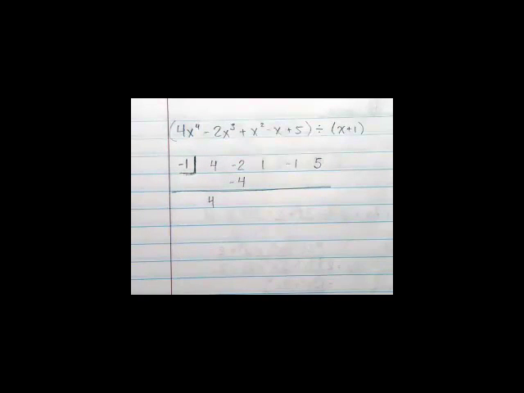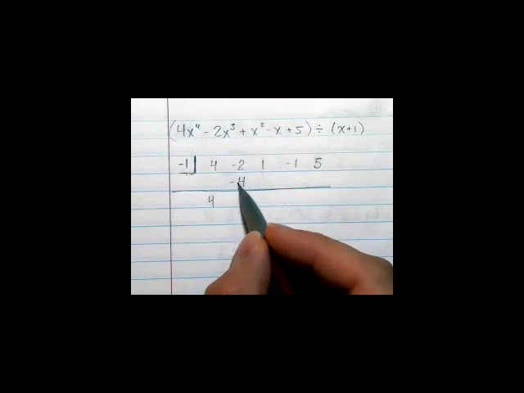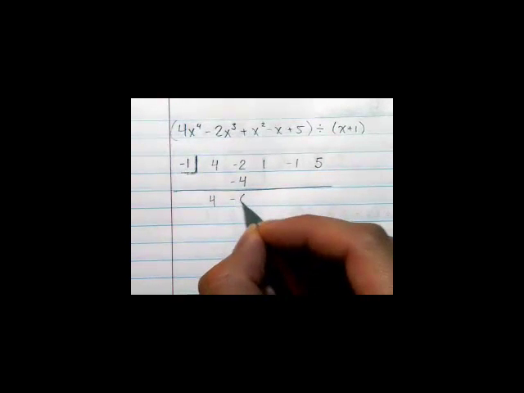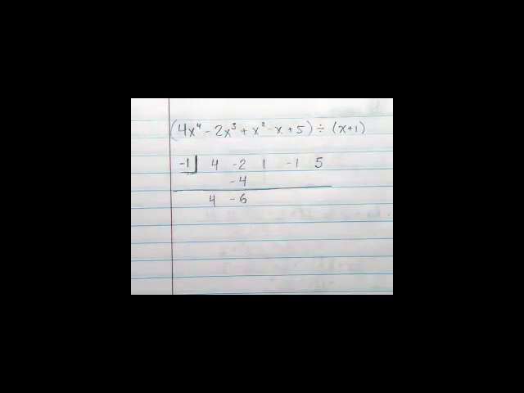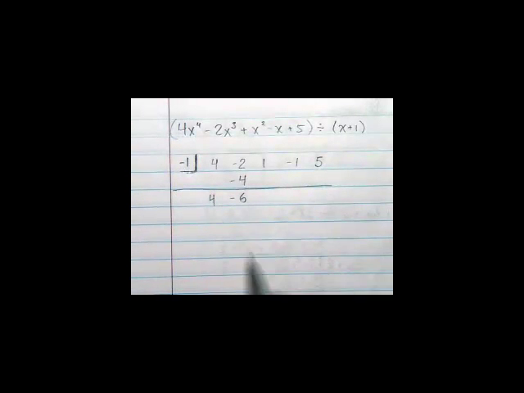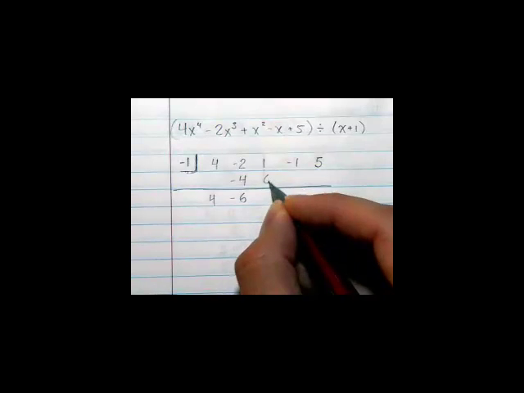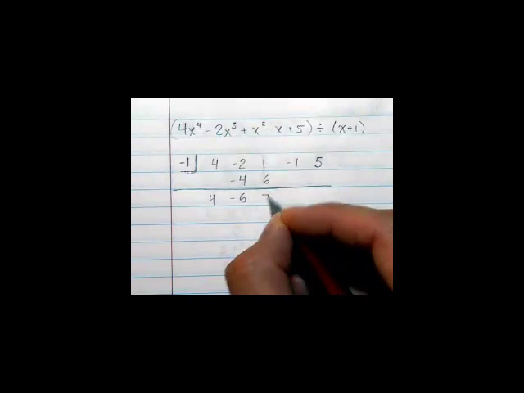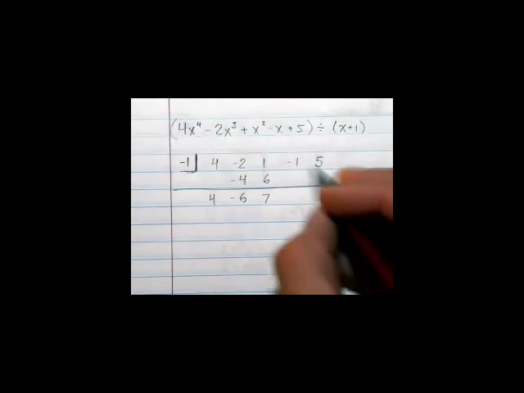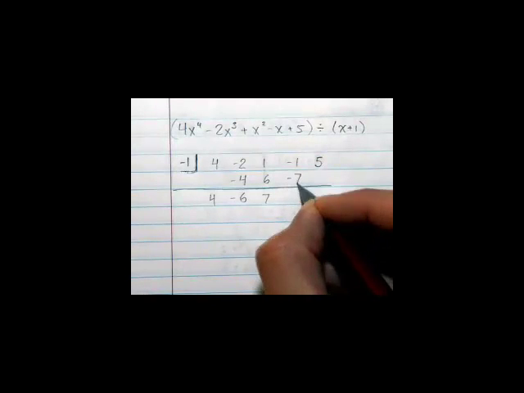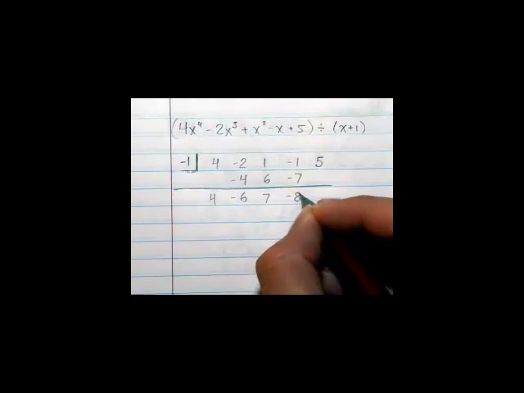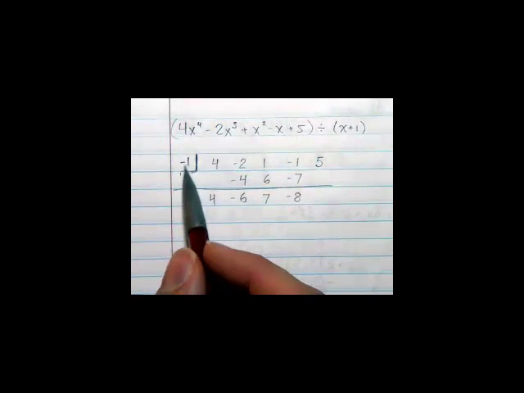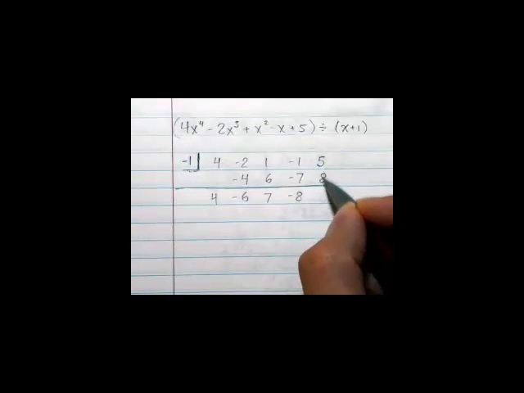we just add them. So negative 2 plus negative 4, negative 6. Negative 1 times negative 6, 6. 1 plus 6, 7. Negative 1 times 7, negative 7. Negative 1 plus negative 7, negative 8. Negative 1 times negative 8 is 8. 5 plus 8, 13.